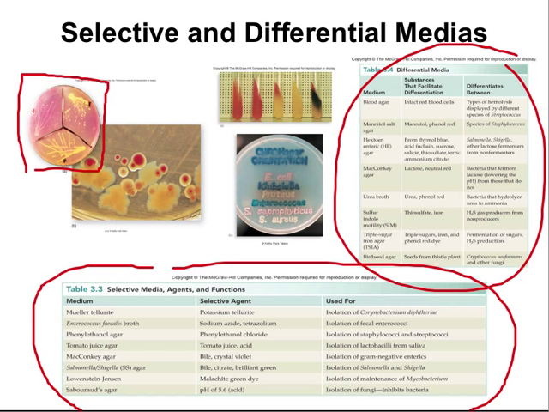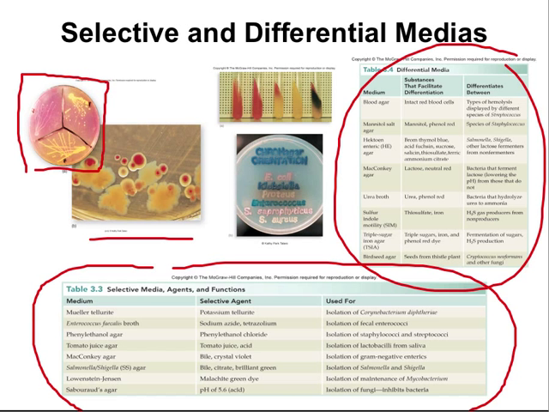Also, it has the sugar mannitol in it. So those bacteria that can digest mannitol produce an acid which turns the red indicator you see in here bright yellow. So mannitol salt agar is both selective because it allows the growth of only things that can tolerate the high sodium chloride. And it's differential because different bacteria that can handle that salinity produce a different effect.